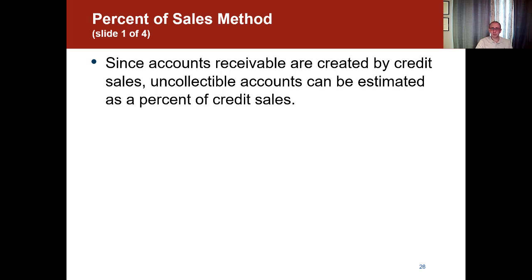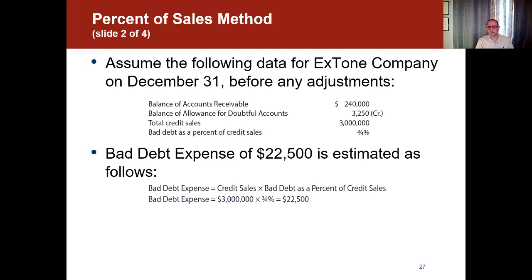So let's start with the percent of sales method. I think it's very logical, very easy. It just needs some practice to make sure that you understand it very well. So since accounts receivable are created by credit sales, uncollectible accounts can be estimated as a percentage of credit sales. Because that's the reason we have accounts receivable, because we offer credit sales. So we try to make a calculation of how much our credit sales are, get a percentage of it based on historical experience, and then apply that to our estimate for the uncollectible accounts.